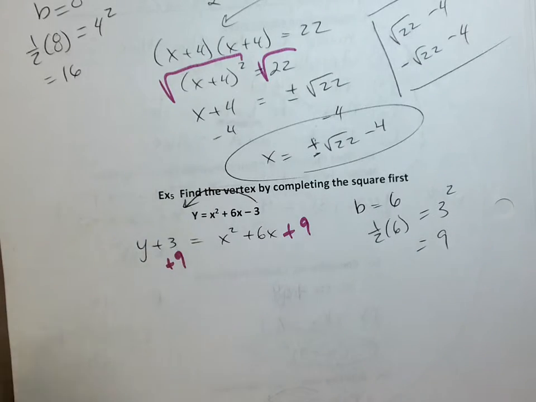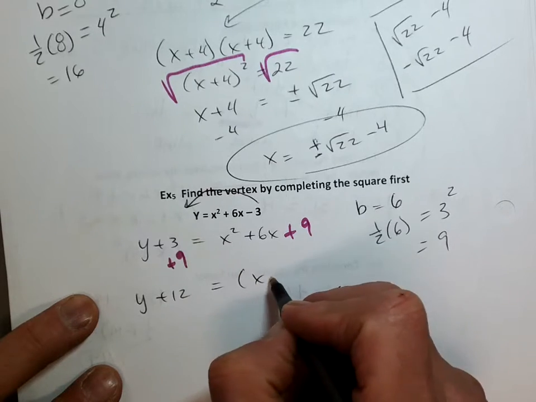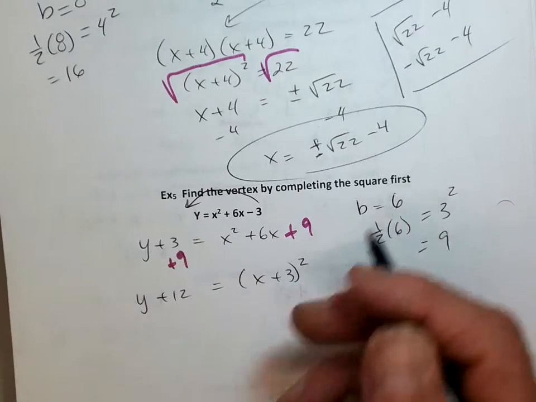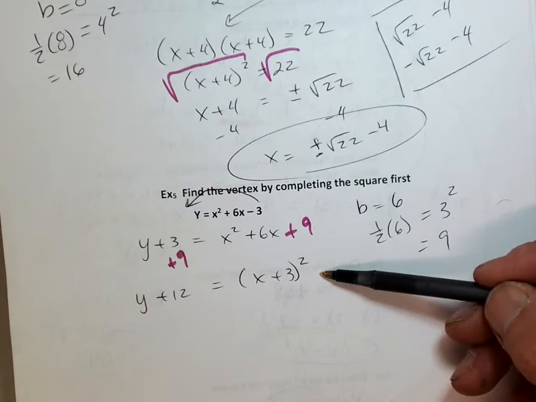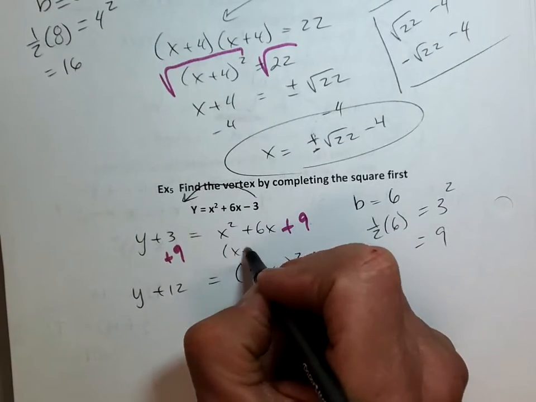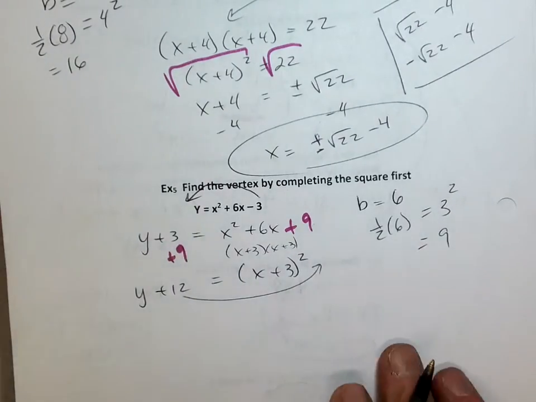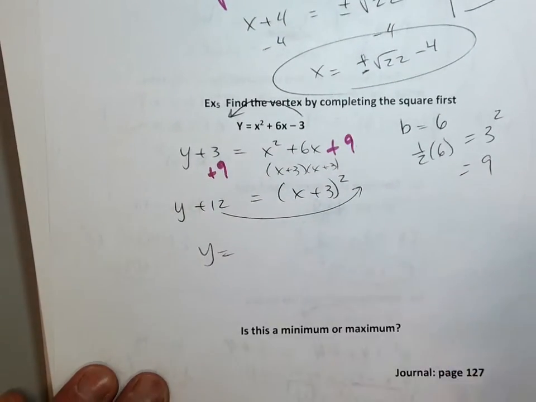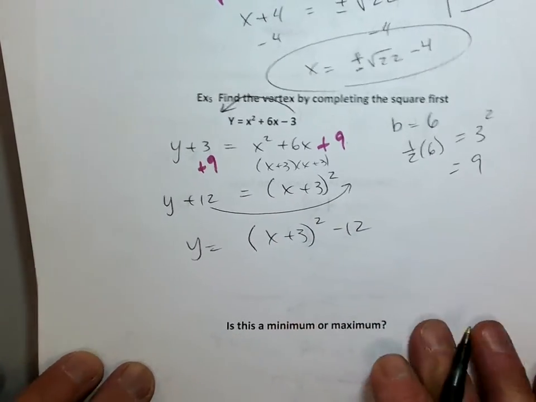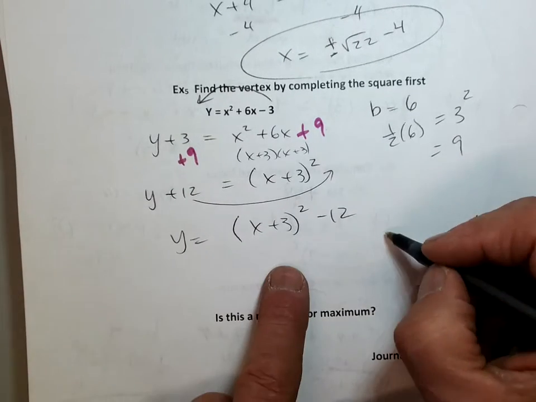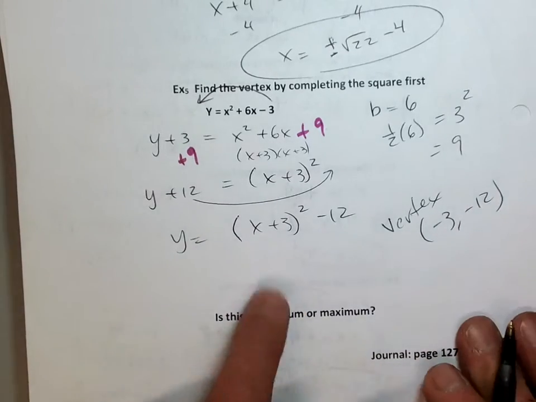Okay, let's see what we got. So I got y plus 12 equals x plus 3 squared, okay? You all right with me skipping a step? X plus 3, right? Now, if I bring the 12 back over, I've got y equals parentheses x plus 3 squared minus 12. Now I know what the vertex is. My vertex is negative 3, negative 12, right? That's my vertex.